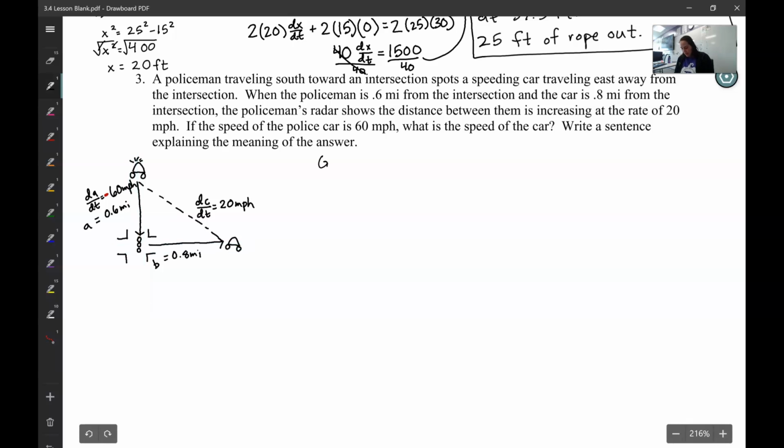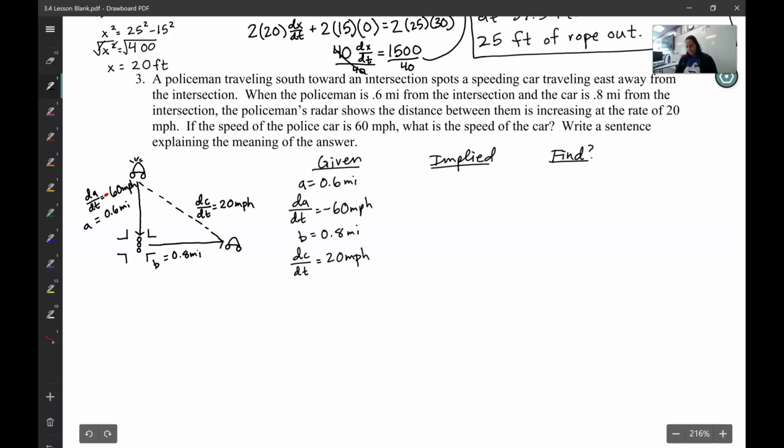Okay, let's list given, implied, and find. So it's given that A equals 0.6 miles. It's given that dA/dt is negative 60 miles per hour. It's given that B is 0.8 miles and that dC/dt is 20 miles per hour. We want to find the speed of the car, so that's going to be dB/dt.